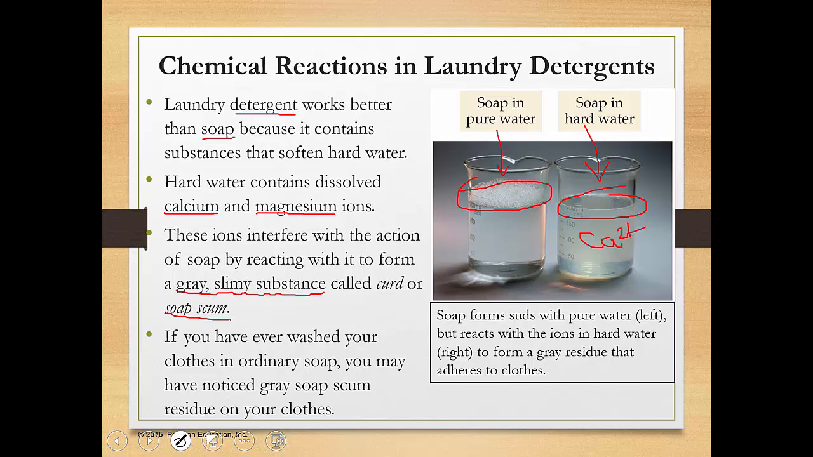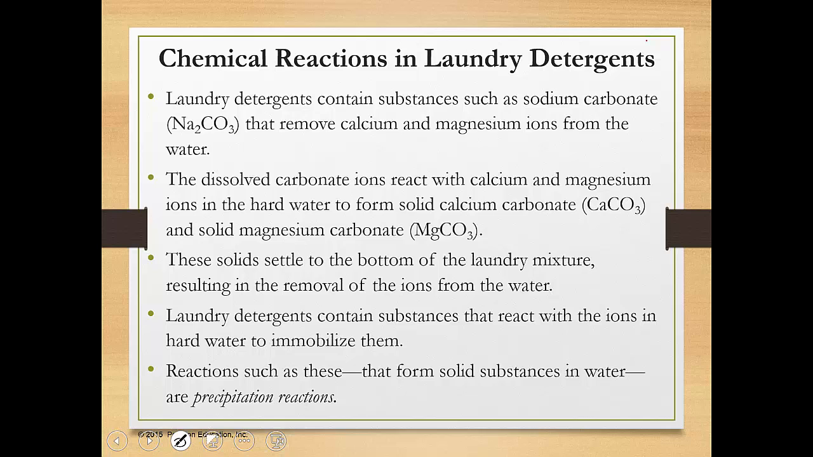Okay, so if you've ever had to wash your clothes with ordinary soap instead of detergent, you may notice that kind of gray scum or residue that builds up on there. It may have kind of a greasy feeling to it. This is why we use detergent. Okay, detergent doesn't have the same reaction.